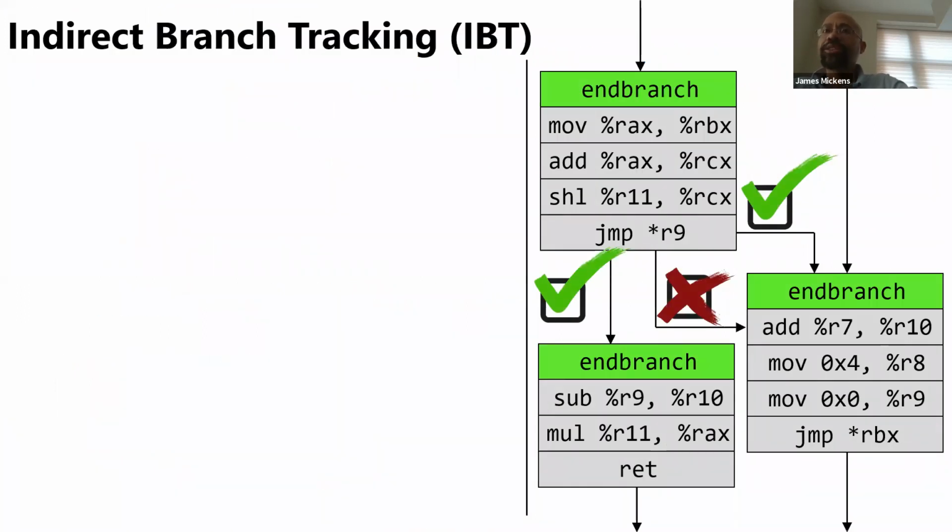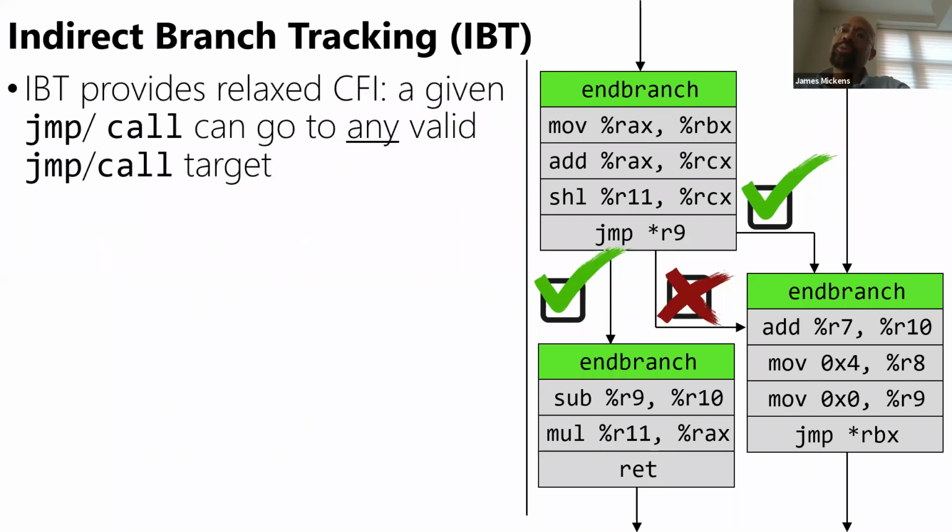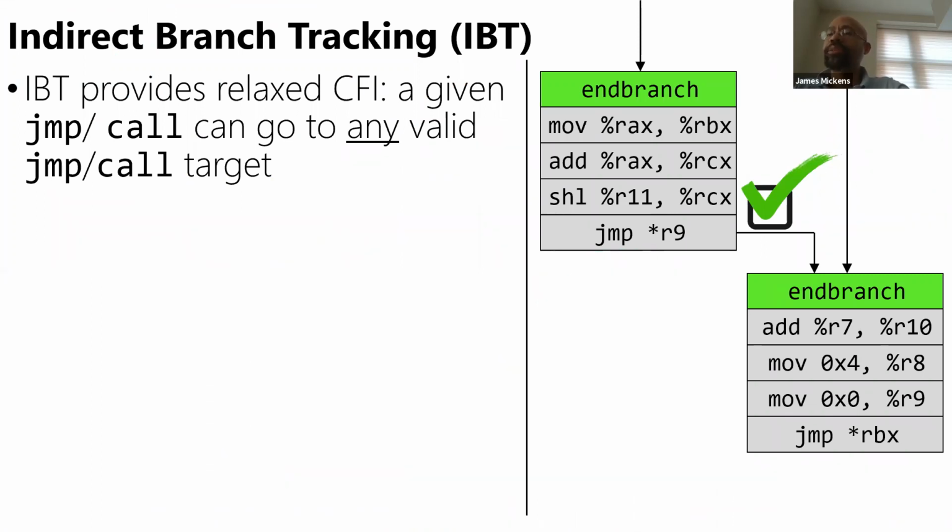If we look at indirect branch tracking, it's important to note that IBT actually provides relaxed CFI. A given jump or call can go to any valid jump or call target. What do I mean by that? Let's simplify things a little bit. Let's say that we had the control flows that we show with the arrows right now. I'm showing that all three of those control flows are blessed from IBT's perspective, because they all end up terminating in an endbranch instruction.